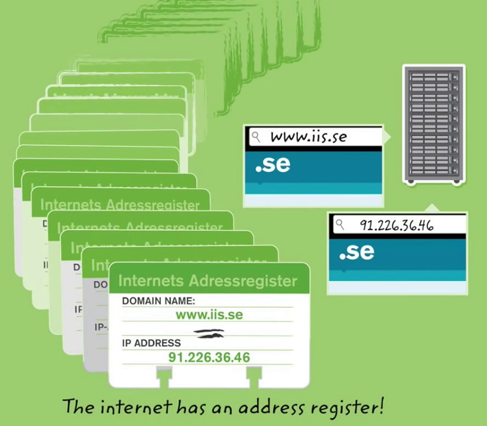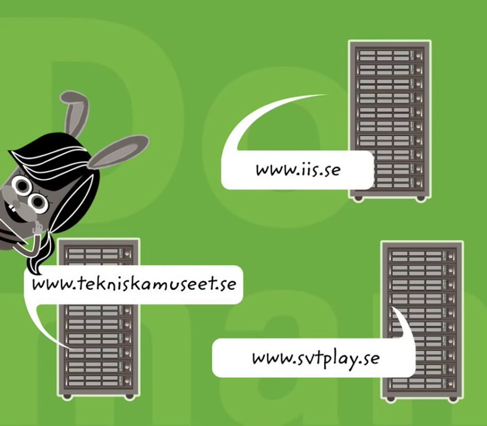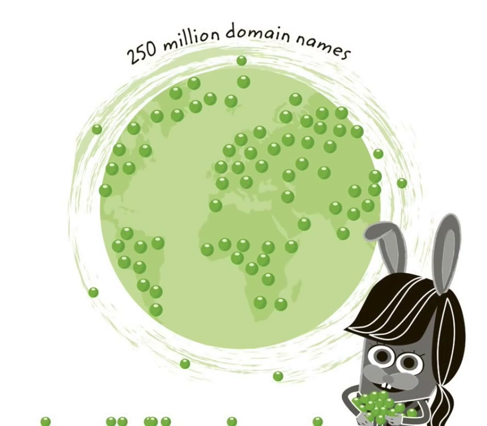If you write or click on a link to a web address, your computer then contacts the right server with the help of the internet's address registry. But actually, the address is translated to a set of numbers and points. Addresses on the internet can be short, like iis.se, or long, like www.tekniskamuseet.se. An address with letters instead of numbers is called a domain name. It is the servers that have domain names, not the computer, mobile, or tablet. There are around 250 million domain names in the world. In other words, there is unbelievably much to discover on the internet.